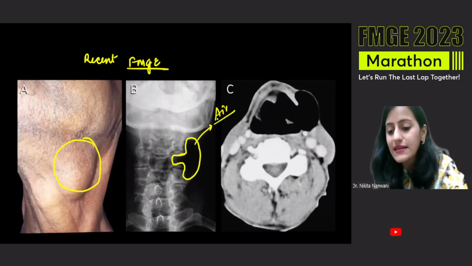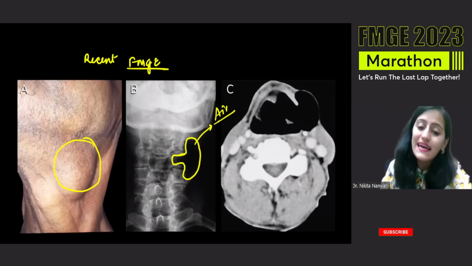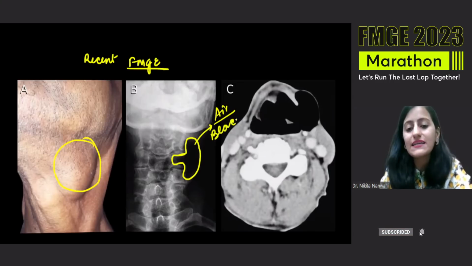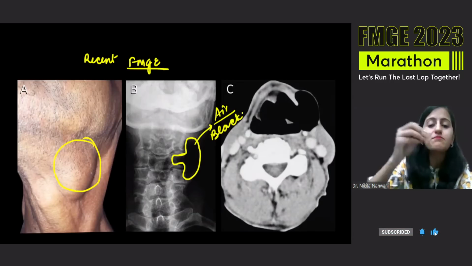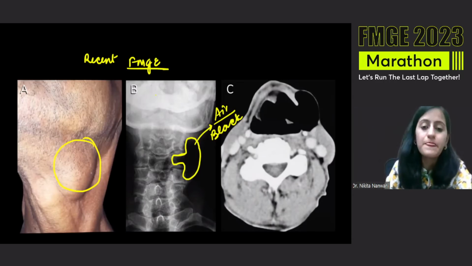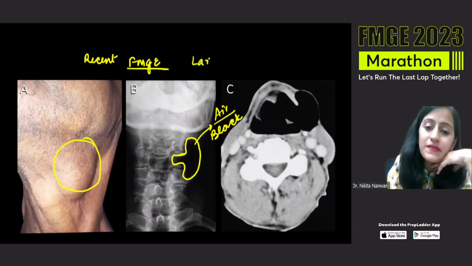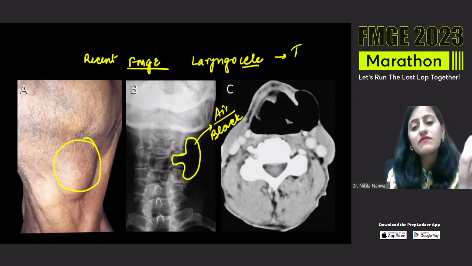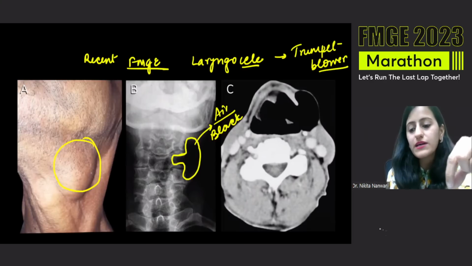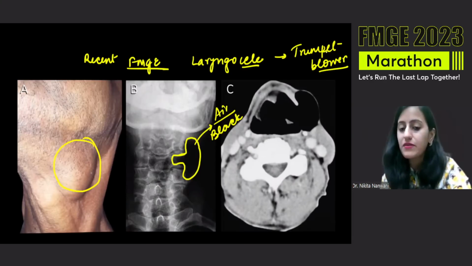The swelling is containing air. Why air? Because it is black in color. Black on X-ray, black on CT is air. So air containing swelling, this is going to be laryngocele. The history given was very important. It was a trumpet blower. Okay, it was a trumpet blower, right?